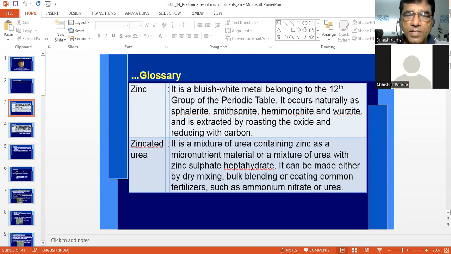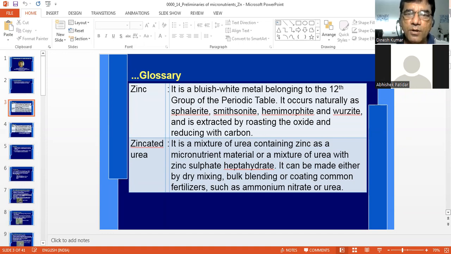If we take zinc sulfate monohydrate, it contains about 30-31% zinc. If we take zinc sulfate heptahydrate, ZnSO4.7H2O, then it contains about 20.6 or 21% zinc. So that means this zinc oxide is very rich in zinc. Therefore, it is used for coating purpose also. Zinc oxide is cheaper also. It is cheaper than zinc sulfate.